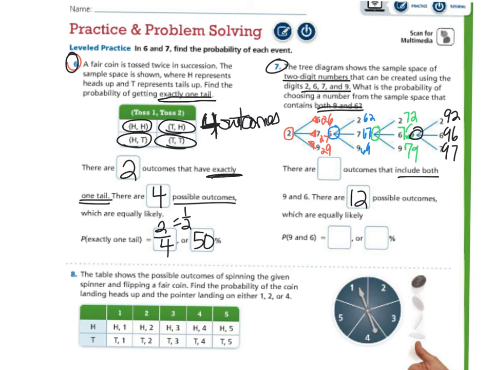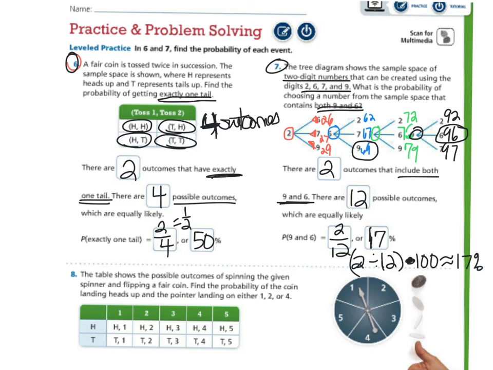So how many outcomes include both a 9 and a 6? So this is where we go back through the list and we're looking for 9 and 6 together. So I see this outcome right here, and I see this outcome right here. Did I miss any? Are there any other outcomes that have both a 6 and a 9? I don't think so. I think there are only 2 outcomes out of the 12, and I want you to figure out what percent that is. Remember that you divide 2 divided by 12, and then do times 100 to get your percent. And that equals about 17%.